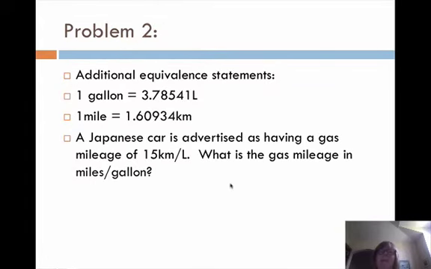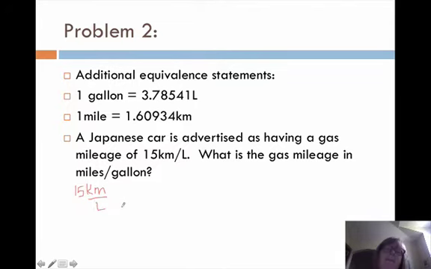Okay, not so bad. All right, so here we go. We have a car, and it's advertised as having a gas mileage of 15 kilometers per liter. Now, we're going to change this to miles per gallon. And so this has 2 units in it, and we've got to change both. And one of the units is in the numerator, and one is in the denominator. We're going to worry about one at a time. All right, so let's go ahead and start with what was given. And it was 15 kilometers per liter.